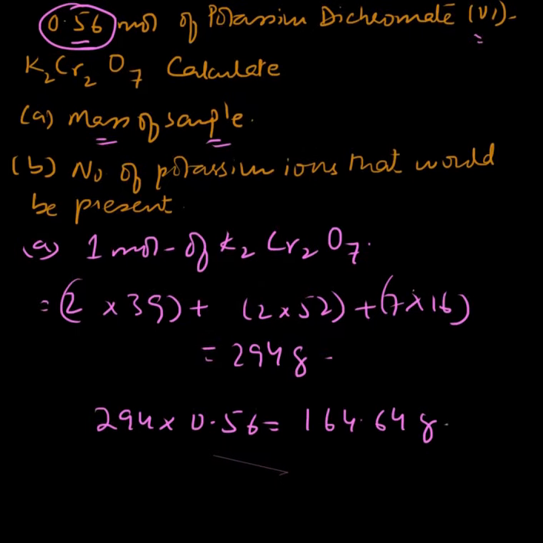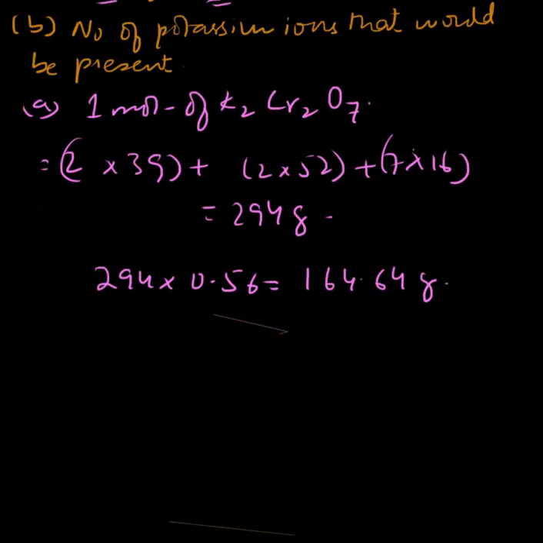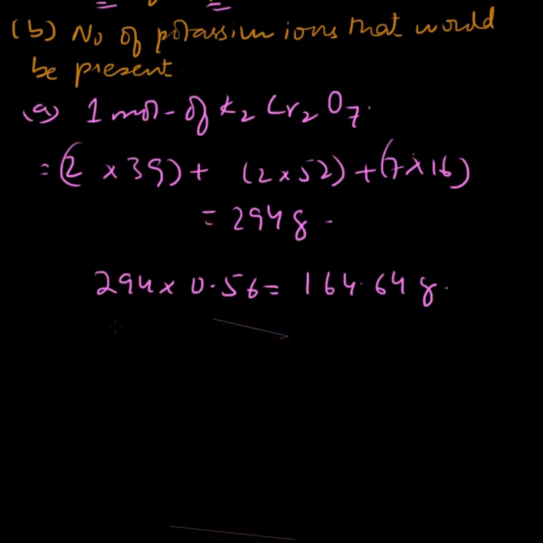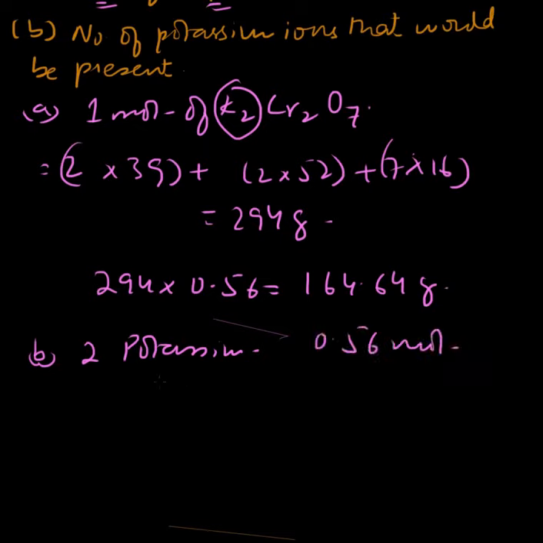Now looking at part B, the number of potassium ions that would be present. Now let's see, number of potassium ions that would be present. When we talk about potassium ions, looking at this equation, how many ions are there? So there are 2 potassium ions, right? So therefore, how many ions would be present in 0.56 moles? So 2 multiplied by 0.56, so I am getting 1.12 mole, right? So this is the amount of potassium ions that is present.